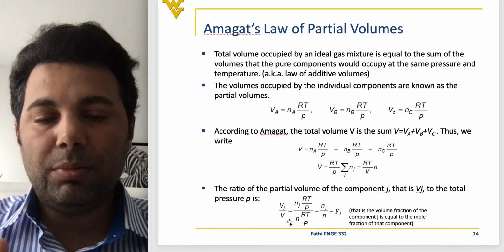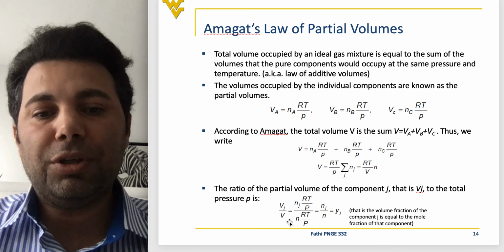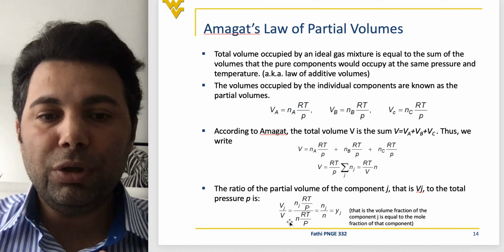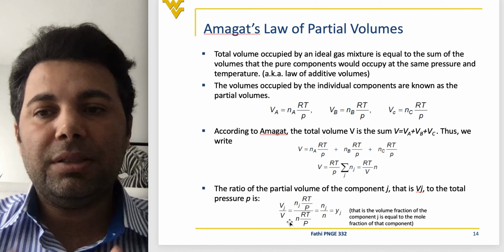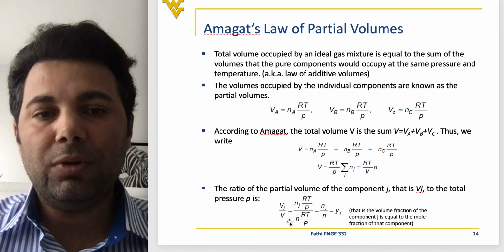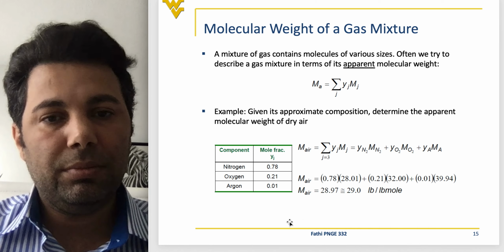Again, mole fractions come from the lab. Total volume we know, total pressure we can measure. So I can find the partial volume or partial pressure by simply multiplying the mole fractions times total volume and mole fractions times total pressure. Okay.